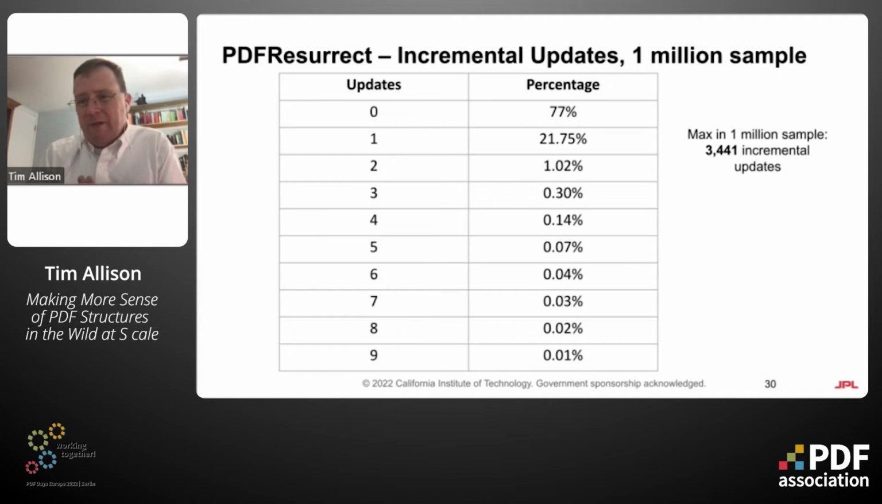I kind of wave my hands at that one because when Microsoft Word exports a PDF, it will often have one incremental update that's just, I don't know why it's there. It is technically an incremental update, but it doesn't point to any different information. So the 22% is caveated that it might not be meaningful. When you start getting down to the others, though, I think those are probably more meaningful distributions of incremental updates.